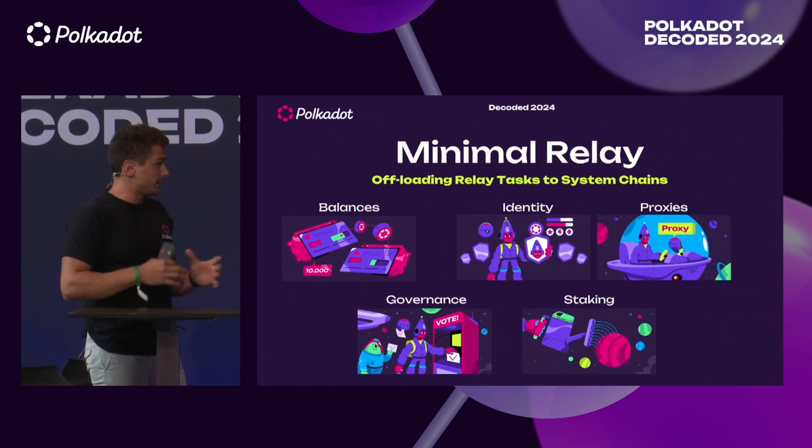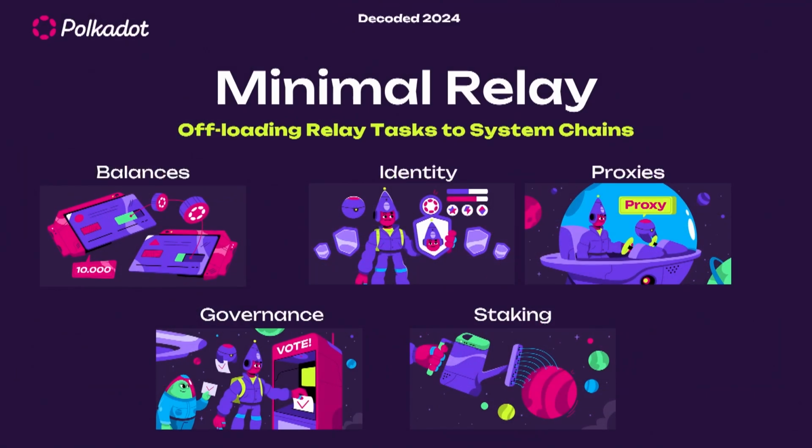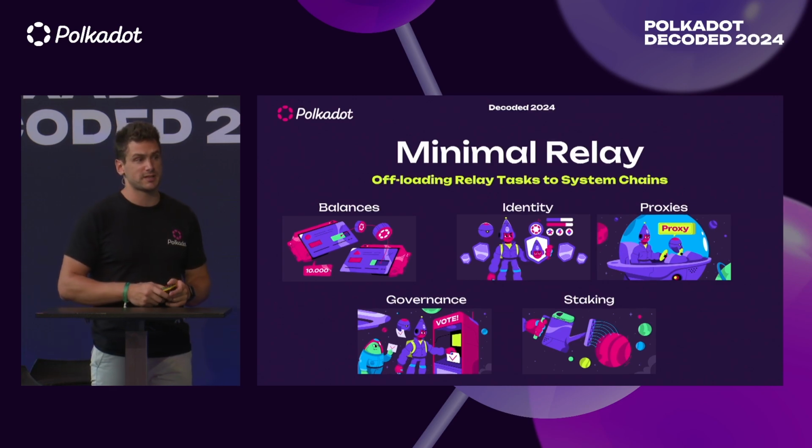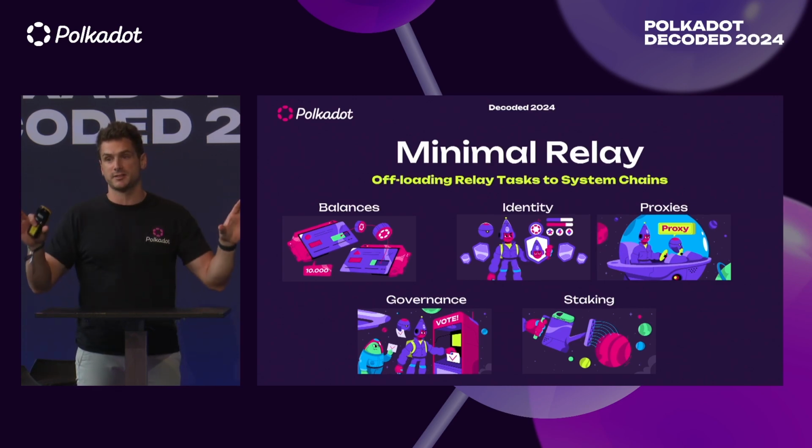Another thing that you will see, and it's already ongoing, is the minimal relay, like offloading the relay chain tasks to system parachains. So now what Polkadot is doing is that this kernel is doing a lot of stuff. Now what we want to do is to move everything to system parachains. All the balances, all the identities, the proxies, the governance, the staking will not be on the relay chain anymore. It will be offloaded to system processes. And this will make the relay chain more and more transactionless. There will be less and less user transactions passing through the relay chain, because everything will be handled by the system chains.